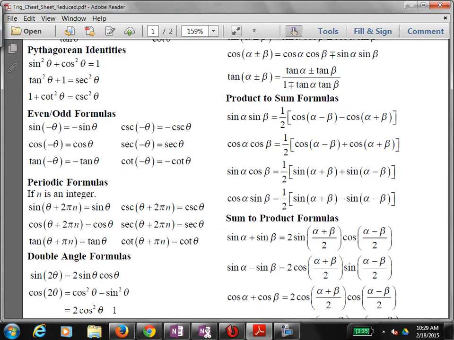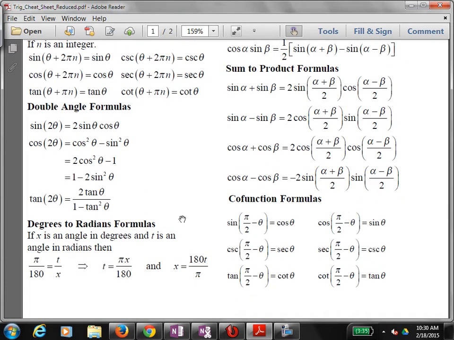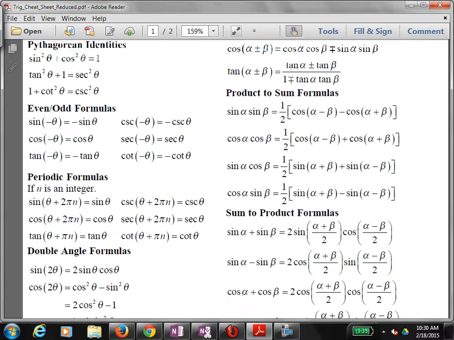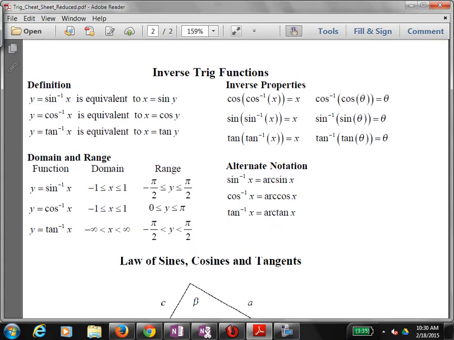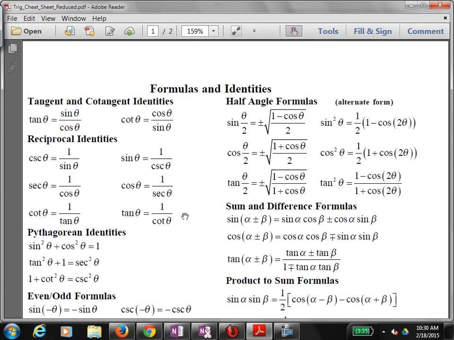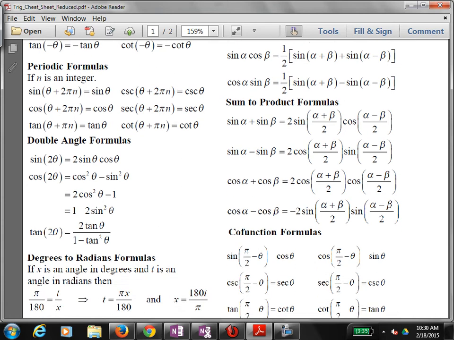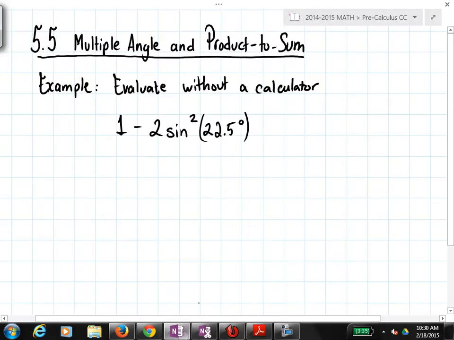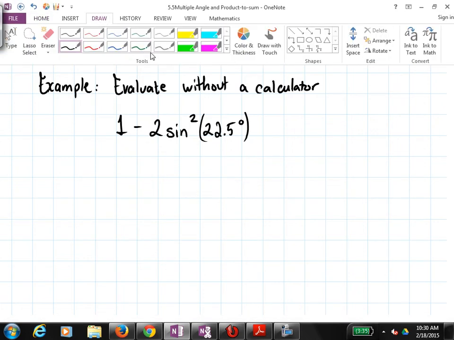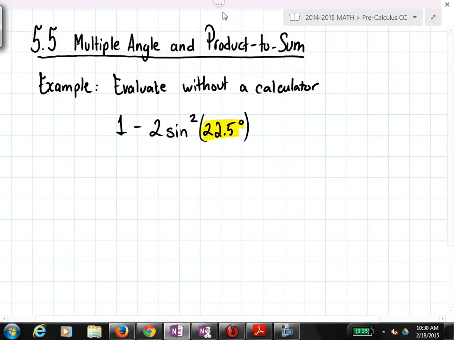Or we keep looking through our formulas here. We can also use this one right here, the one that says cosine of 2 theta is equal to 1 minus 2 sine squared of theta. Notice how it's almost the same thing; if you solve for cosine of 2 theta, you'll end up with the same thing. So I'm going to go ahead and use this one right here, cosine of 2 theta is equal to 1 minus 2 sine squared theta. And the only thing that you have to recognize here is that this one right here is your theta.